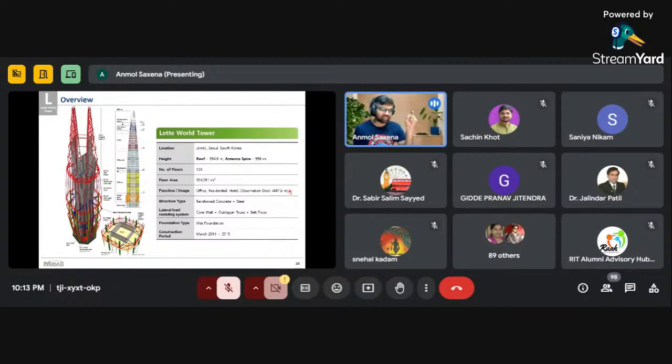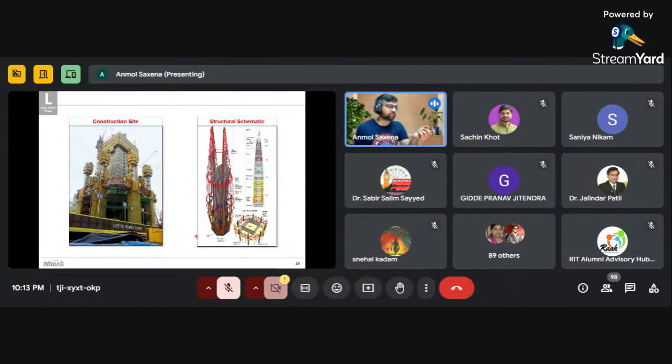After that, if you see, they have a mat foundation. And in this figure, this is the core walls which have been constructed, and these are the main columns over here. And over here, these are the outrigger trusses that have been constructed. The construction period was between 2011 and 2015.